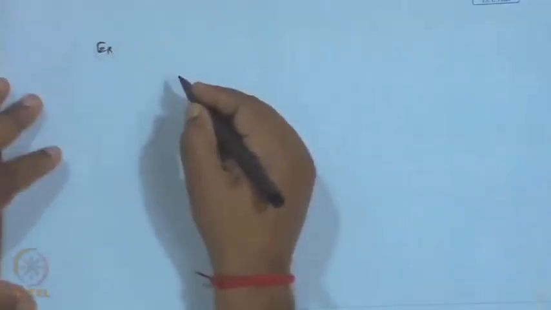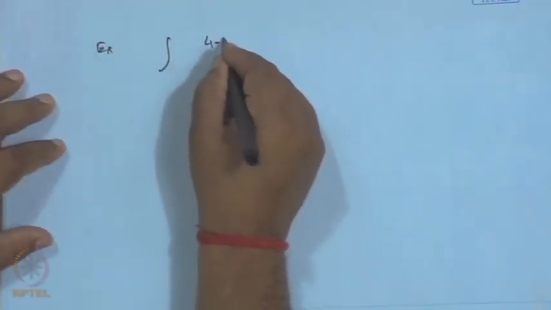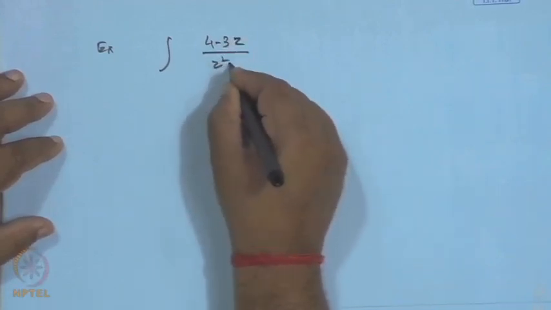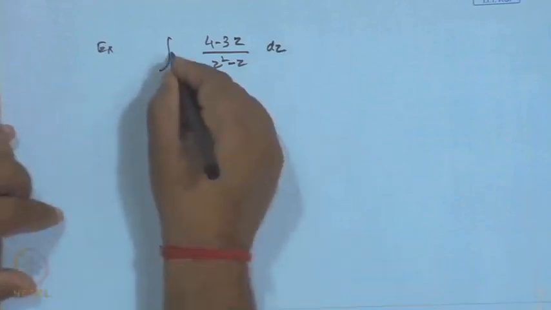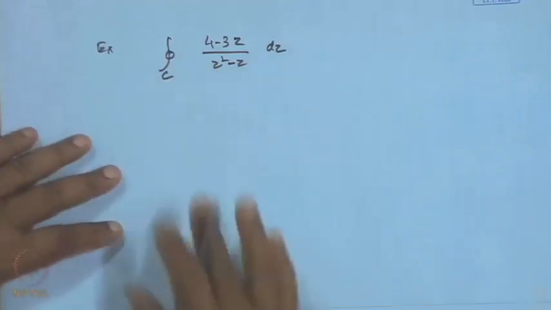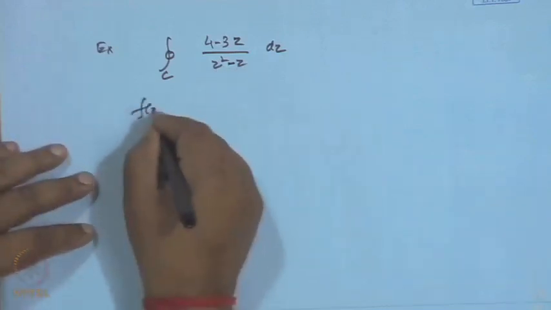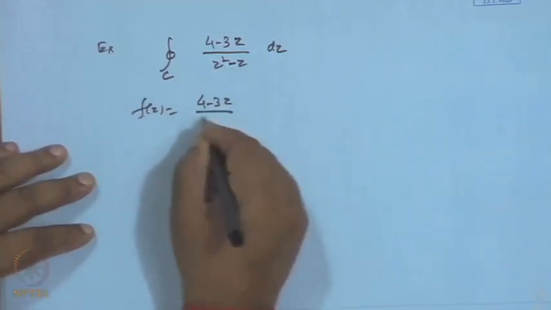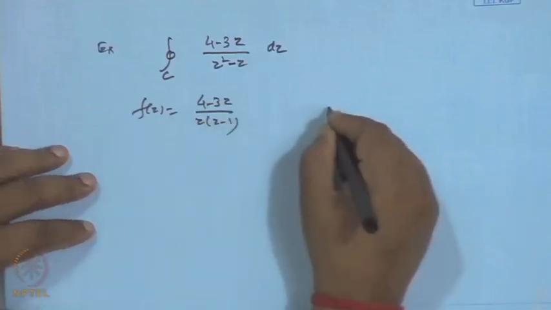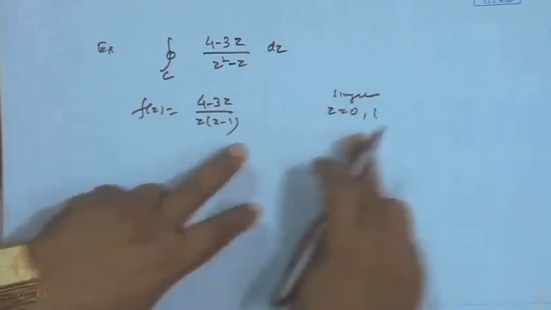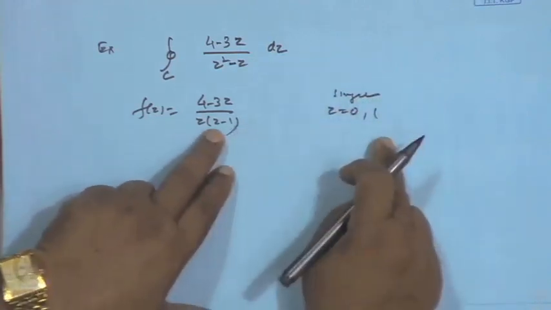Okay. So, just one example I will give and then finish. Suppose I take this integral of (4 minus 3z) over (z squared minus z) dz, along the path C, where C encloses the points 0 and 1 or so. If we look at the function f(z) = (4 minus 3z) over z(z minus 1), it has singularities at z equal to 0 and z equal to 1. Both are simple poles only.